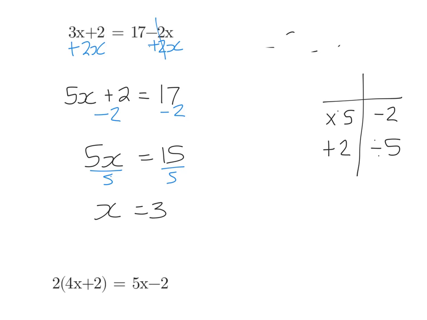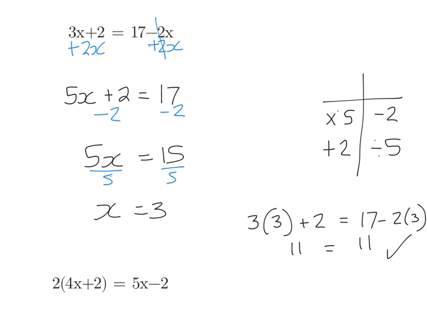Now I did forget to, on the last one, show how you can check these answers. And basically you use both sides of the equation. So where there is an x, I put a 3. So on my left-hand side I get 3 times 3 plus 2, equals 17 take 2 times 3, and I've just used brackets to show my times. So this side will be 9 plus 2, which is 11. And this side will be 17 take 6, which is 11. So that means that x is definitely a 3. Hurrah!